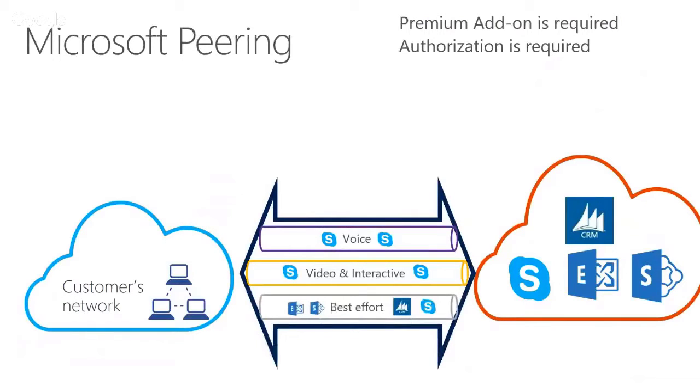Premium is a requirement because Office 365 is designed as a global multi-tenant system, which means that though I'm a European customer, I can still be connected to a front-end node in the US, though my data is in Europe. So that's why you need a premium add-on for the routing capabilities, and you need specific authorization from Microsoft. So you cannot take a Microsoft peering for Office 365 without pre-approval from Microsoft.